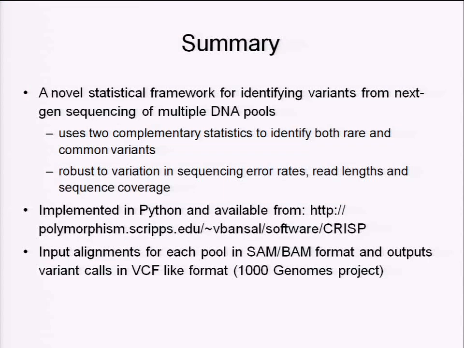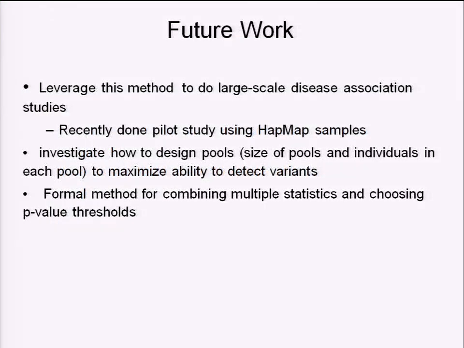So just to summarize, I showed you the general method for detecting variation in multiple DNA pools, and it uses 2 quality and common variants and error rates, implemented in Python and available. It accepts reads aligned in the standard SAM/BAM format and outputs calls that are processed by the 1000 Genomes Project.